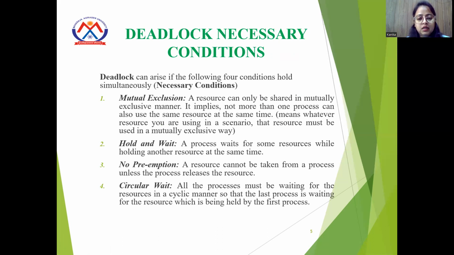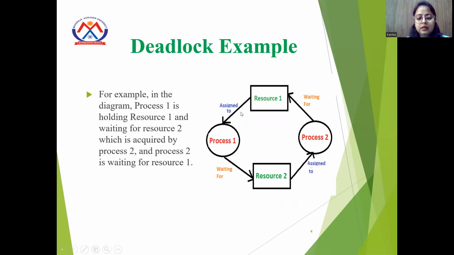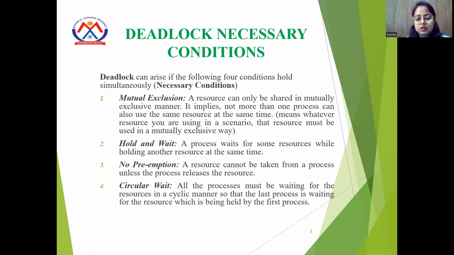As you can see in the earlier example, there is a cyclic form. A cycle is formed in this diagram. If a cycle is formed, then a deadlock situation occurs. It means the first process is waiting for resource R2, and in circular wait the last process must be waiting for the first resource for its execution. If this situation occurs, then the circular wait condition is fulfilled and deadlock arises.